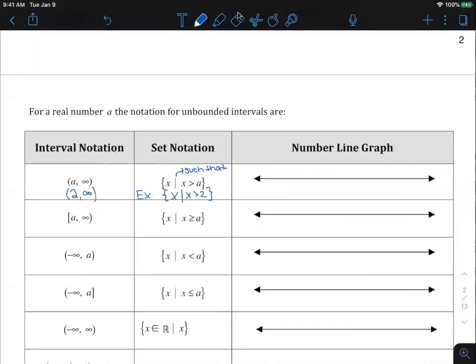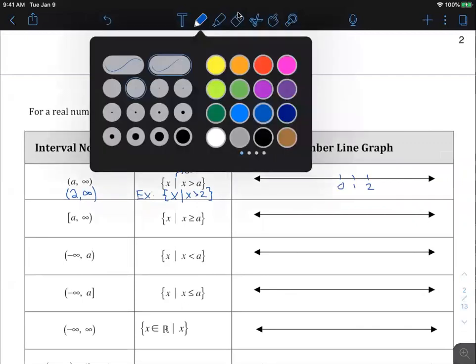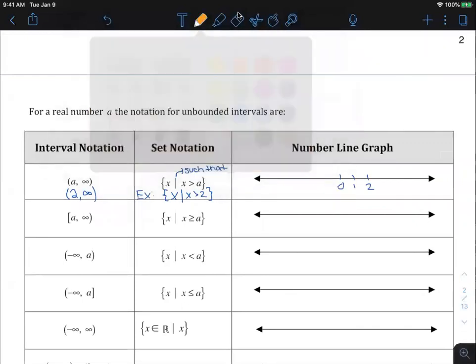So again, up to you if you want to draw the 0, 1, 2. So that's where my 2 is. And then I'm going to go ahead and shade. X is greater than 2. So I want to go towards greater. So it's an open dot and to the right. Again, it's an open dot because it's greater than. It does not say greater than or equal to.